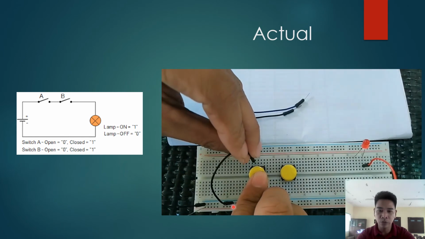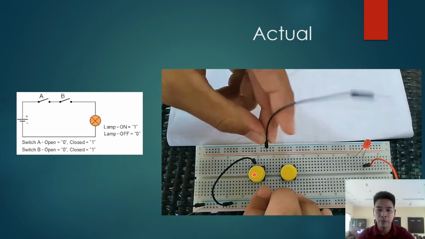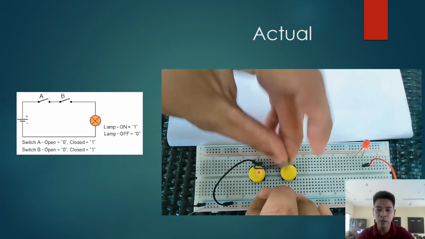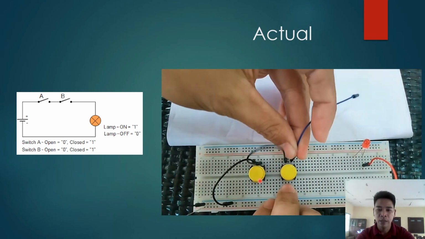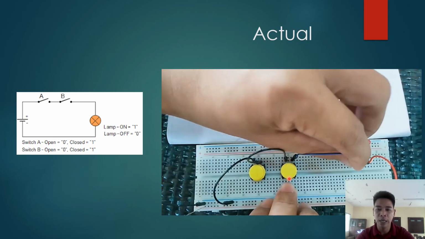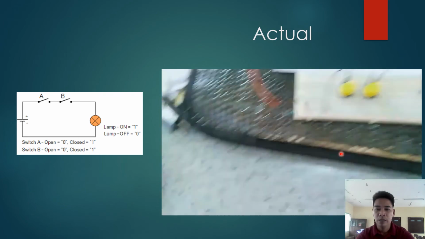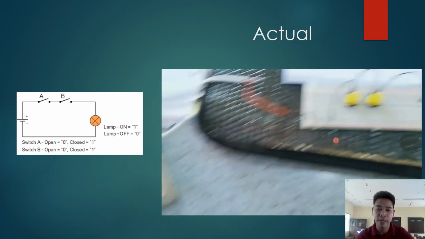And then use black jumping wires to connect the negative line to our first switch, and then using another black jumping wire, connect the other leg of the switch to the other leg of switch B, and then connect switch B to the short leg of the LED.